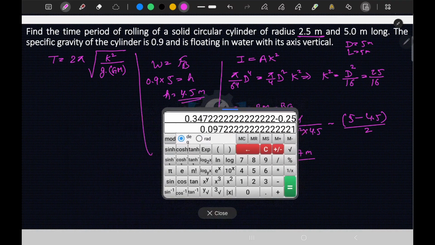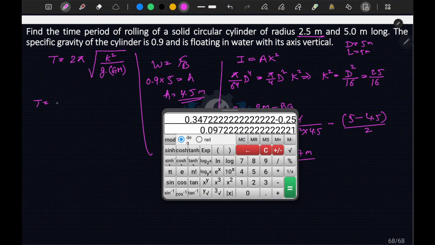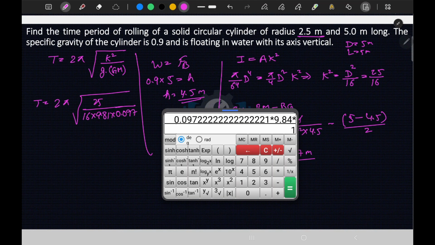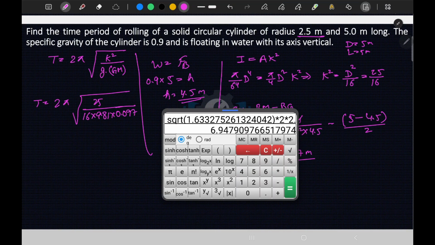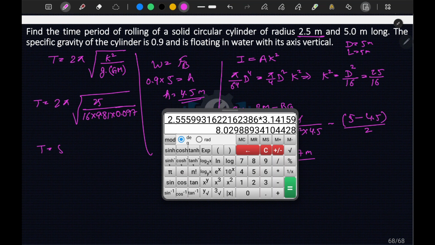Now if you substitute these values here, we will obtain T is equal to 2 pi times root of k square, which is 25 upon 16, into 9.81 into 0.097. So this becomes T is equal to 8 seconds. This is your time period.